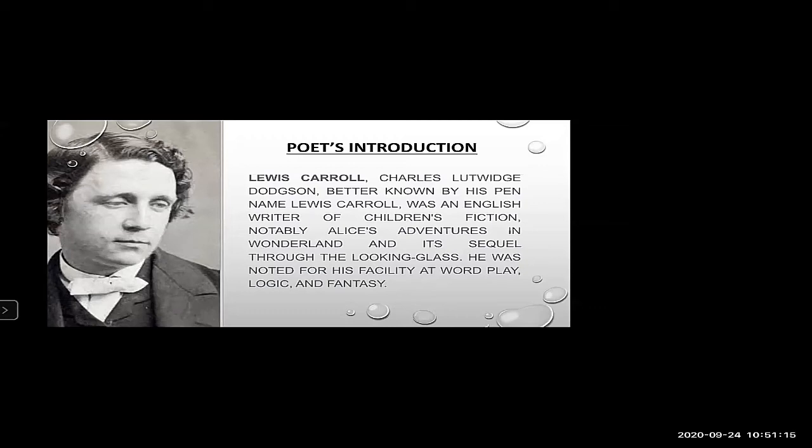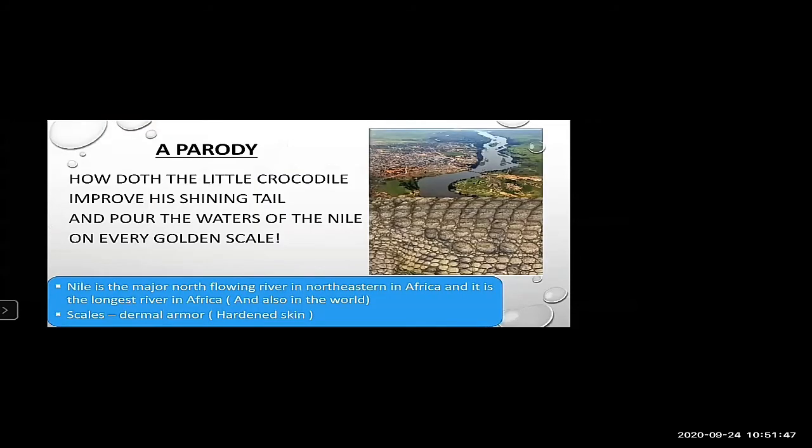He was noted for his facility at wordplay, logic, and fantasy. So he was very creative and he used to play with words so well that the readers used to enjoy his writing. He also used logic and fantasy, which amazed the readers when they read his writings. Let's see what he has written in this poem, a parody.